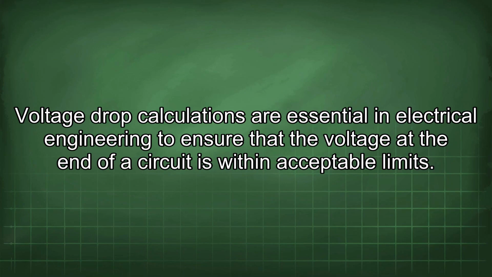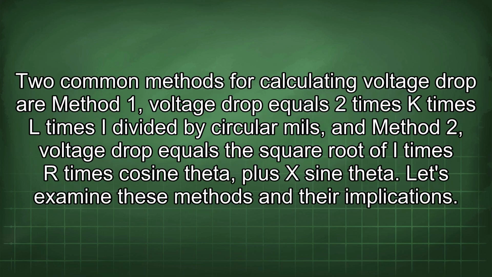Voltage drop calculations are essential in electrical engineering to ensure that the voltage at the end of a circuit is within acceptable limits. Two common methods for calculating voltage drop are method 1, voltage drop equals 2 times K times L times I divided by circular mils, and method 2, voltage drop equals the square root of I times R times cosine theta plus X sine theta. Let's examine these methods and their implications.